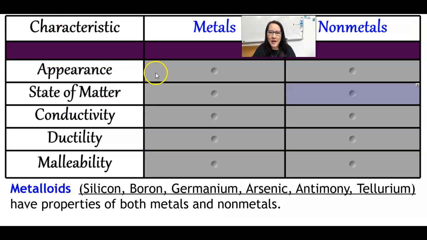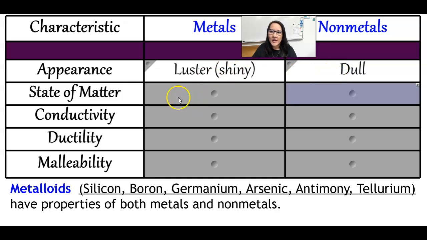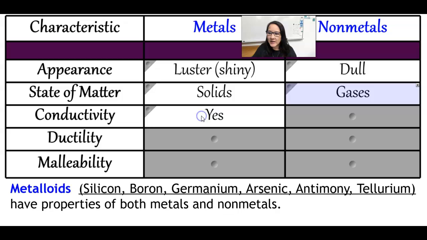Characteristics of metals versus nonmetals. The appearance of metals is going to have luster. It's going to be shiny, whereas nonmetals is going to be dull. The state of matter of metals is majority solids with one exception, and the states of matter of nonmetals is in general going to be gases, though they can exist as solids, liquids, and gases. Conductivity of heat and electricity: metals are going to be good conductors of heat and electricity. Nonmetals are going to be poor conductors of heat and electricity.